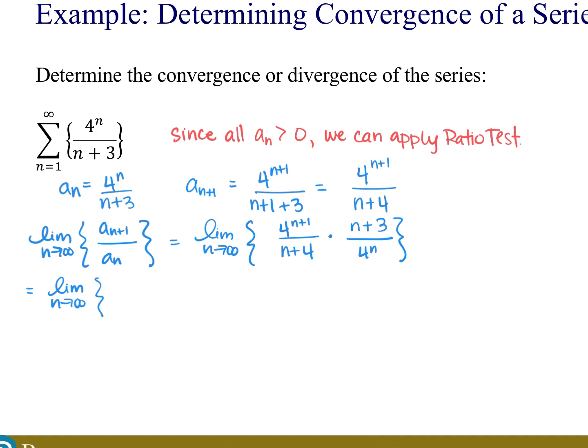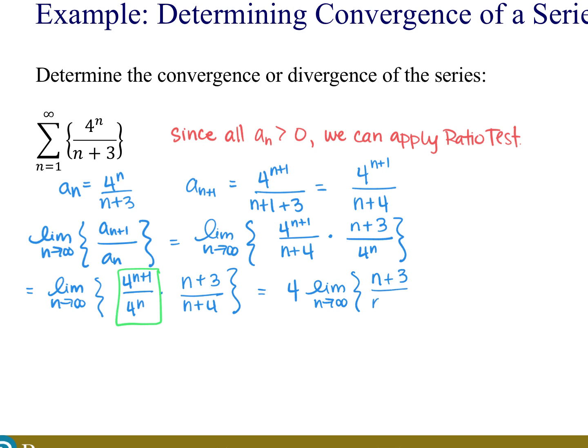So then we'll have 4 to the n plus 1 in ratio with 4 to the n, and then we'll have n plus 3 in ratio to n plus 4. You can't reduce the n plus 3 and the n plus 4, but you can reduce the 4 to the n plus 1 and the 4 to the n. So these will reduce, and you'll be left with the constant of 4. So 4 can get pulled out. And then I just have to focus on the n plus 3 and the n plus 4.